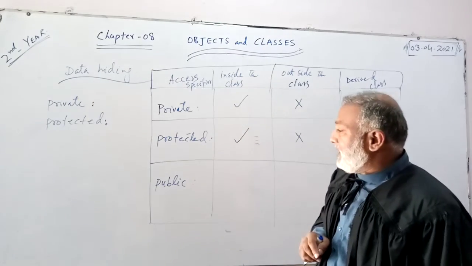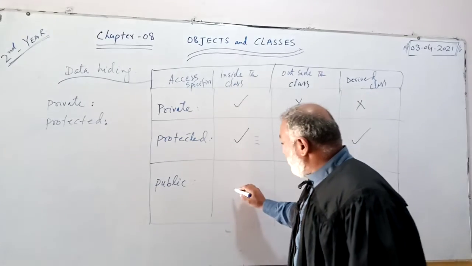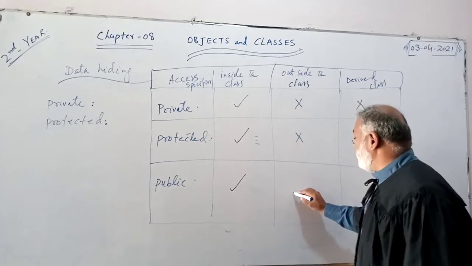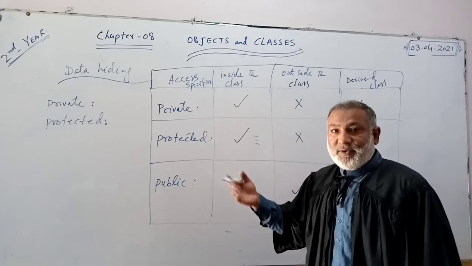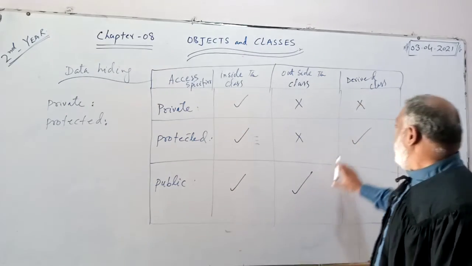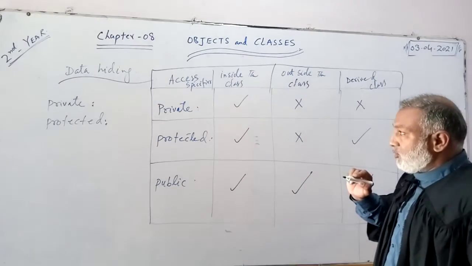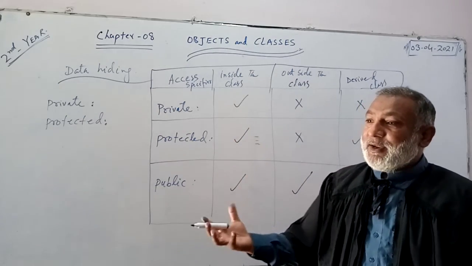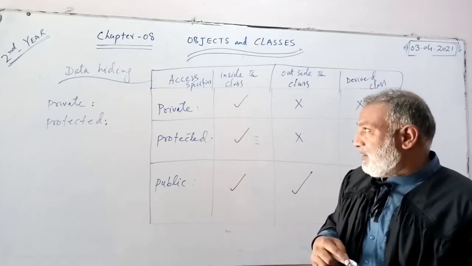And if you declare member data or member function as public, can they be used inside the class? Yes. Can they be accessed outside the class? Yes. What do you mean by outside the class? By the friend function, by the derived class, by the main function, access everywhere. Can they be used and accessed inside the derived class? Yes. So dear students, everyone should design a table like this, and it will give you a complete picture, a complete understanding of different access specifiers.